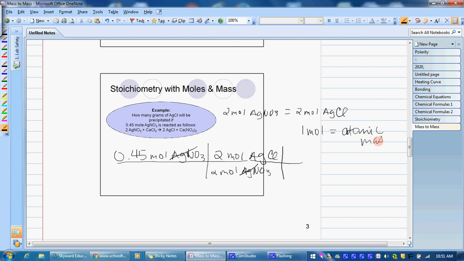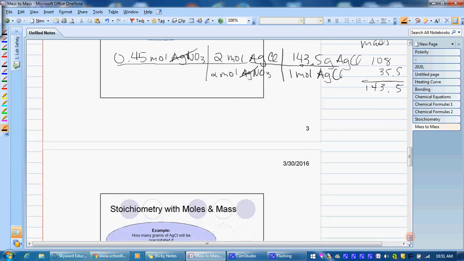And so we can now use our periodic table, and we know we're going to have 1 mole of silver chloride is going to be equal to whatever its atomic mass is. Silver is 108, and chlorine is 35.5. So when we add that up, it's going to be 143.5 grams of silver chloride. Again, atomic mass is always equal to 1 mole. And then we can punch that in.